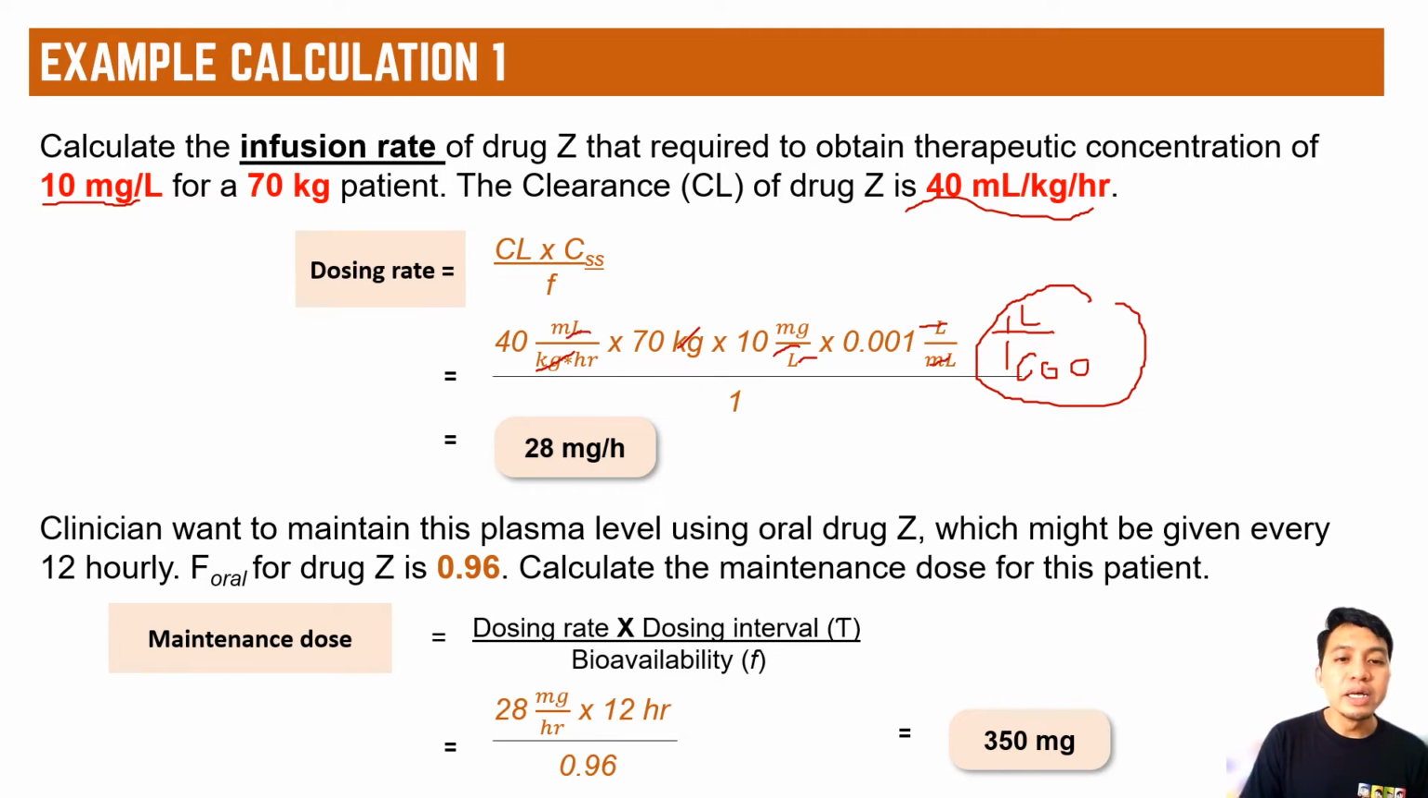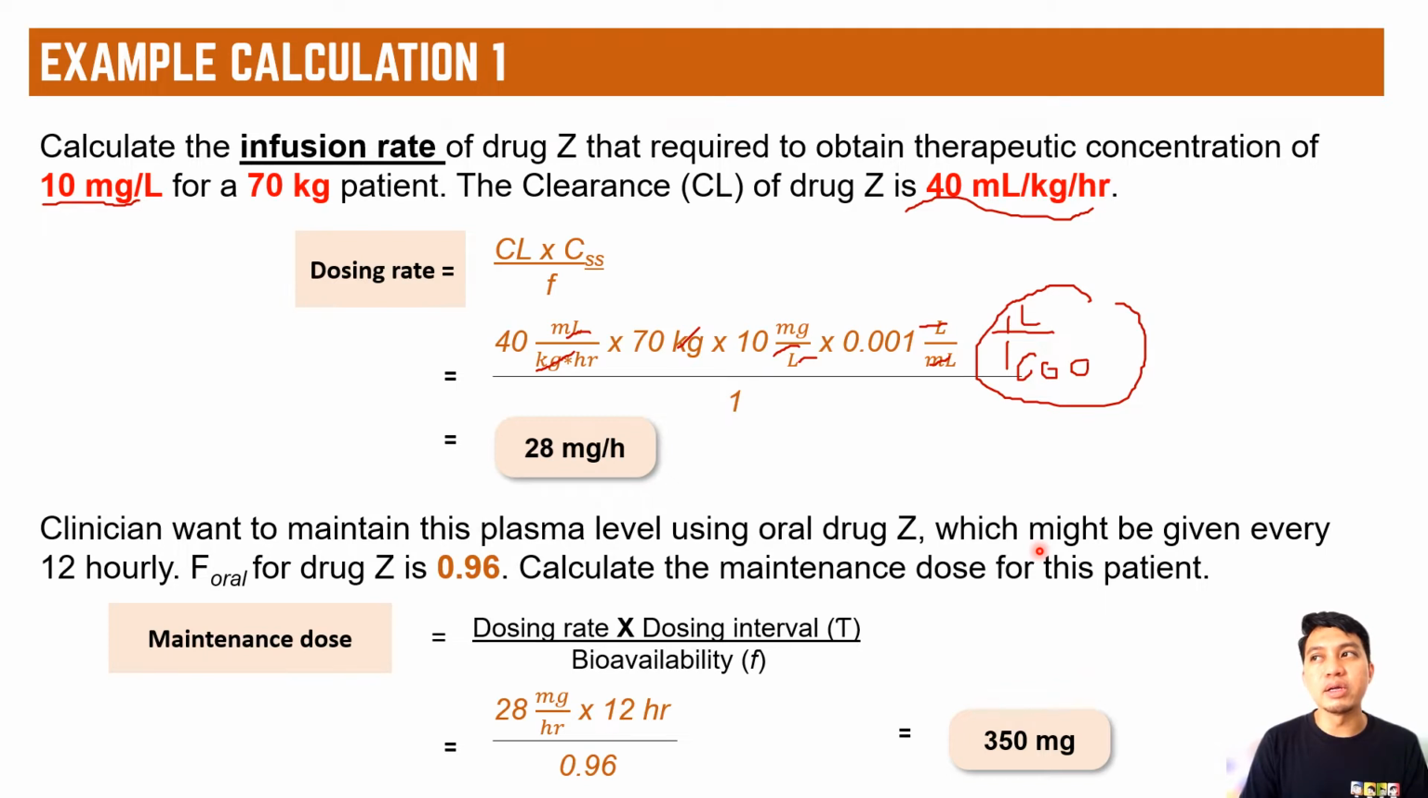So therefore the infusion rates would be 28 milligram per hour. So following from these equations, from this data, the clinicians or the doctor want to maintain his plasma level using the oral drug Z. So from the IV infusions, they want to change to oral drug Z.